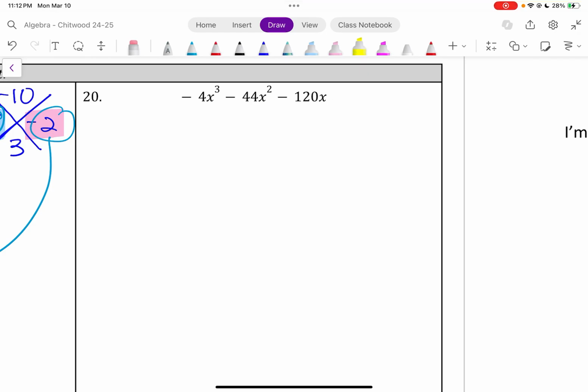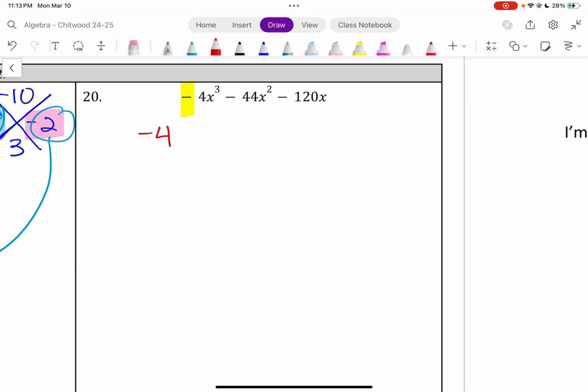Okay, so first one, remember this negative right in front? I don't want that. I want that to go away. To do that, I know I'm going to have to take out a GCF of a negative number. I don't know what it is, but just by looking at this, I have a 4, a 44, and a 120. I know that 4 goes into all of those. So I'm going to start by saying a GCF of -4.